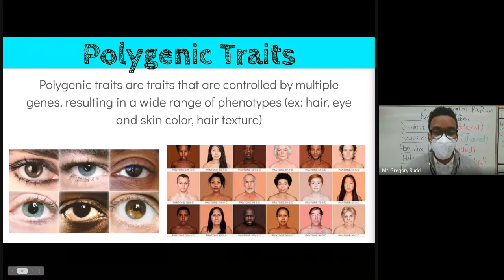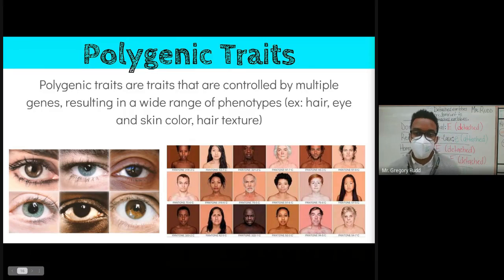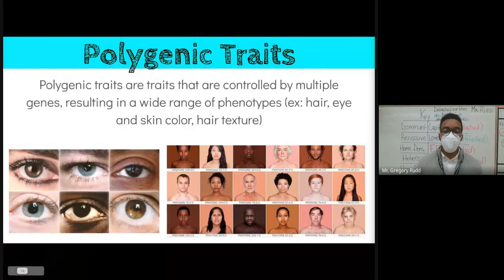Yes, there are some traits, like I just talked about, detached or attached earlobes, that are determined by a single gene. Those traits do exist. But many of our traits are determined by multiple genes. This is why we have a lot of variation.